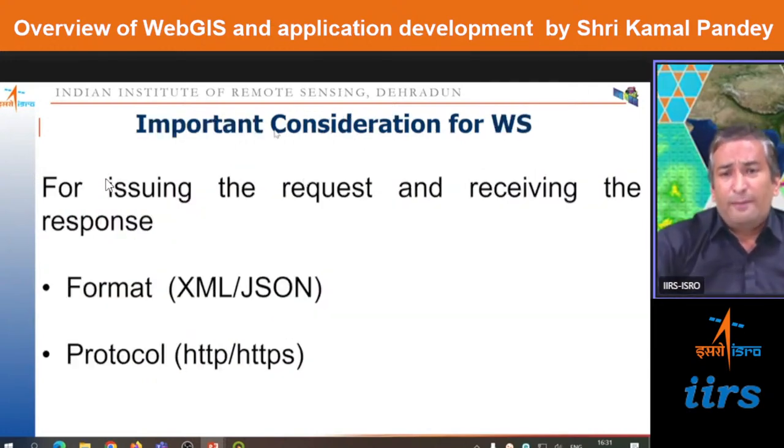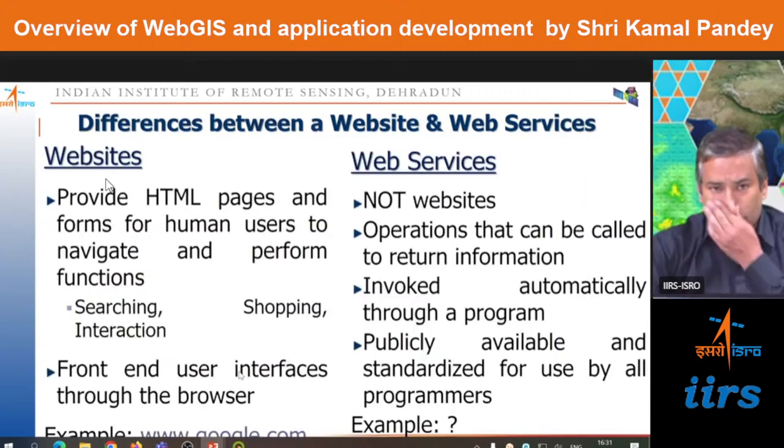So what are the important considerations for a web service? You should remember which format you are taking from the server. You have to define it yourself, XML or JSON. Okay, and which kind of protocol, HTTP or HTTPS? Currently, most of the platforms are supporting HTTPS. That is a secured protocol basically.